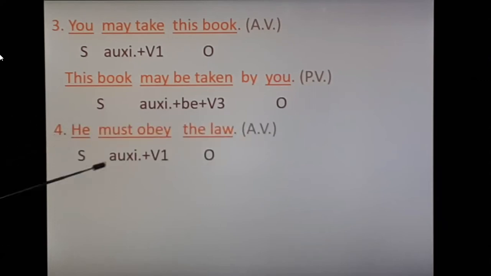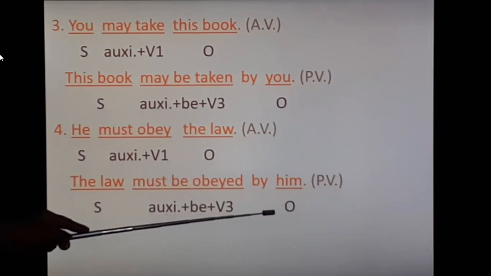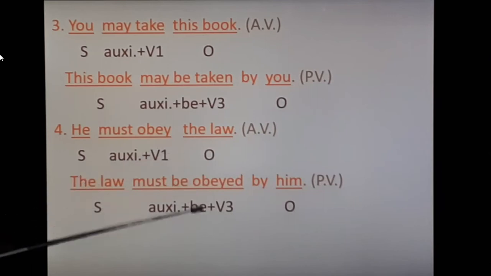Next, he must obey the law. Here he, subject, must, auxiliary verb, obey, V1 form, the law, object, and this is active voice. Let's turn this to passive. The law will come in the beginning, then must, then be, then V3 form of obey. So that is obeyed. By, he becomes him in passive voice, that is an object. So the law must be obeyed by him. This is passive voice.